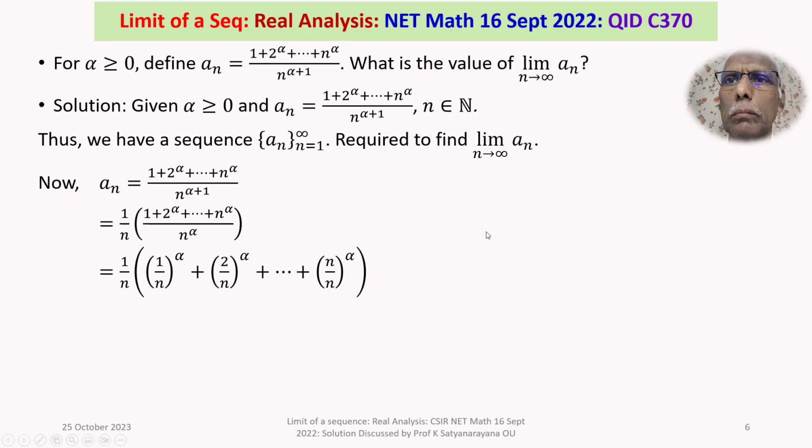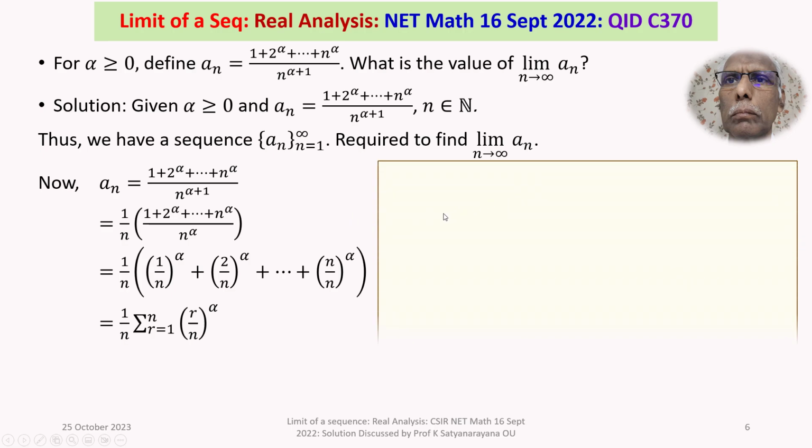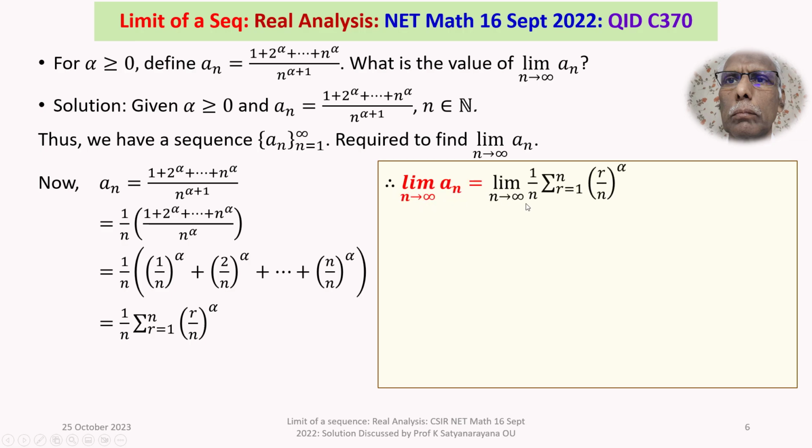And this we write down in sigma notation as 1 by n into sigma r equal to 1 to n, (r by n) whole to the power of alpha. R is ranging from 1 to n, so it generates all these terms. Required to find limit n tends to infinity of a_n. So the limit n tends to infinity of a_n is equal to limit n tends to infinity of 1 by n sigma r equal to 1 to n, (r by n) to the power of alpha.